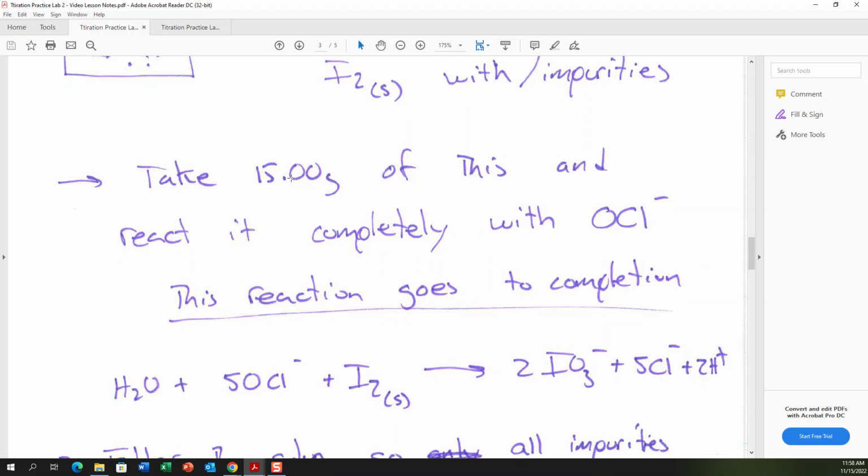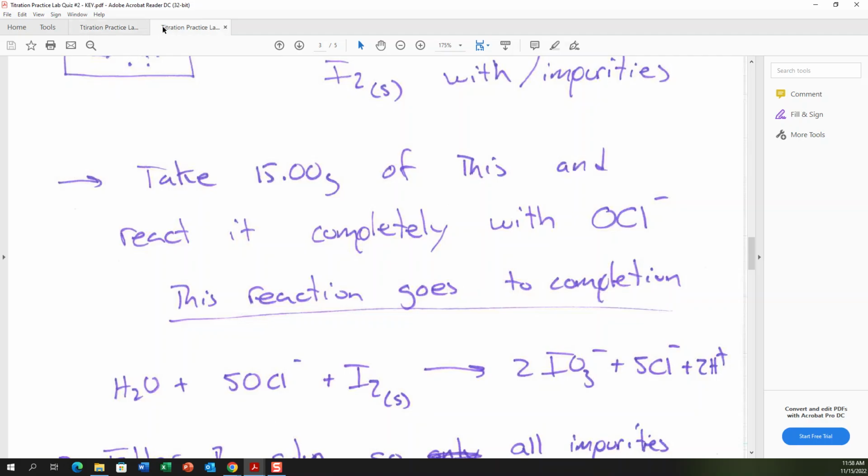We don't know, maybe it's 14.5 grams, maybe it's 13 grams, maybe it's 13.98 grams, maybe it's 14.99 grams, maybe it's only 2 grams, maybe it's a lot of inert impurities. We don't know. That's what we're trying to figure out. What we're trying to do is figure out how much of this 15 grams is actual iodine. That's the whole goal. So we're going to completely react it with the hypochlorite ion, knowing that when the reaction stops, it's because we ran out of iodine.